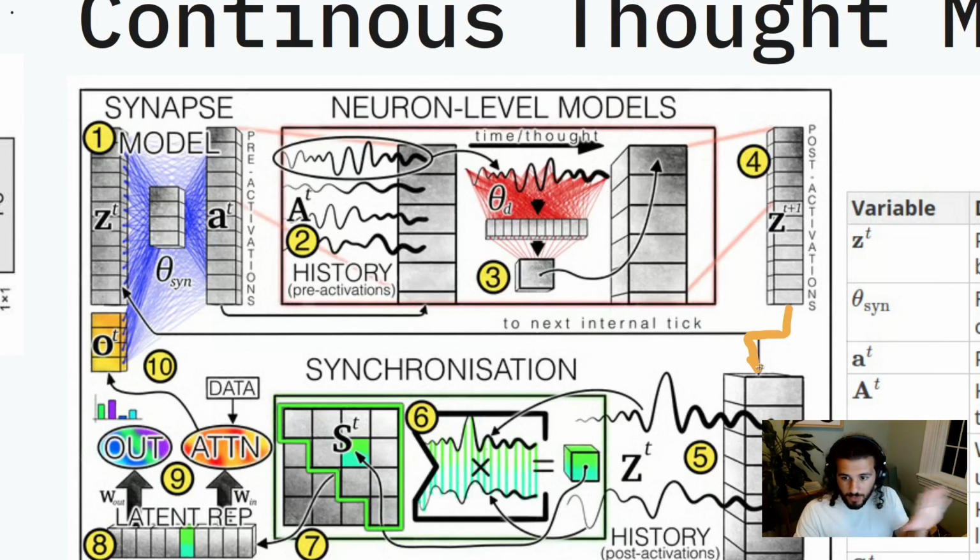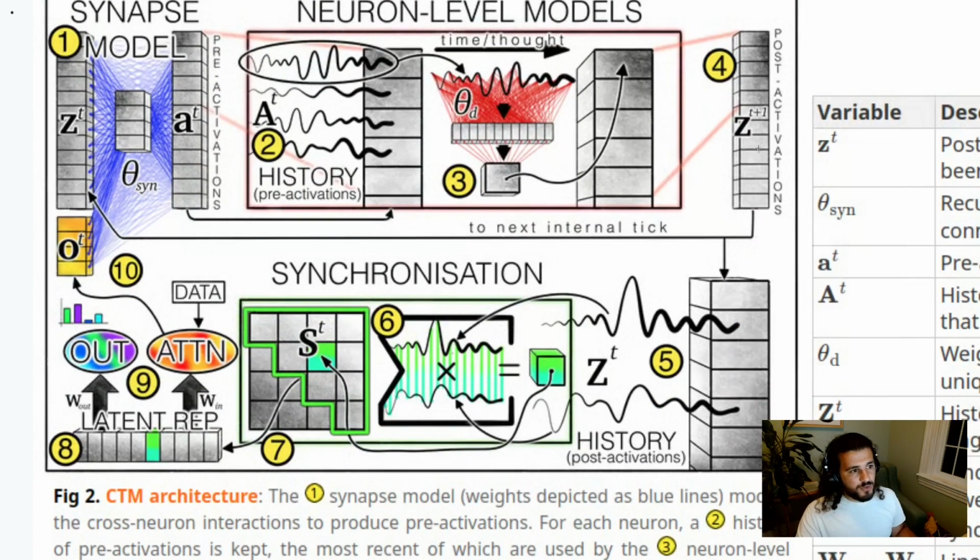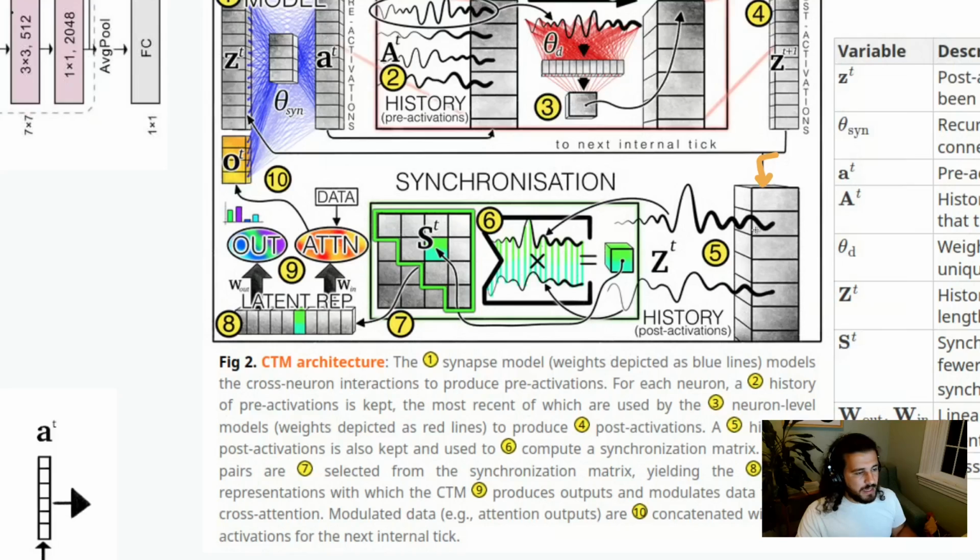Now I want you to stop. We haven't talked about the data yet. It's not even there, right? So all of this is just from the previous tick. The data will come afterward at step 10, but that's the idea. So you have the history of post-activation that gets stored right over here, right? And you keep that history, and some sort of waveform gets created, right?